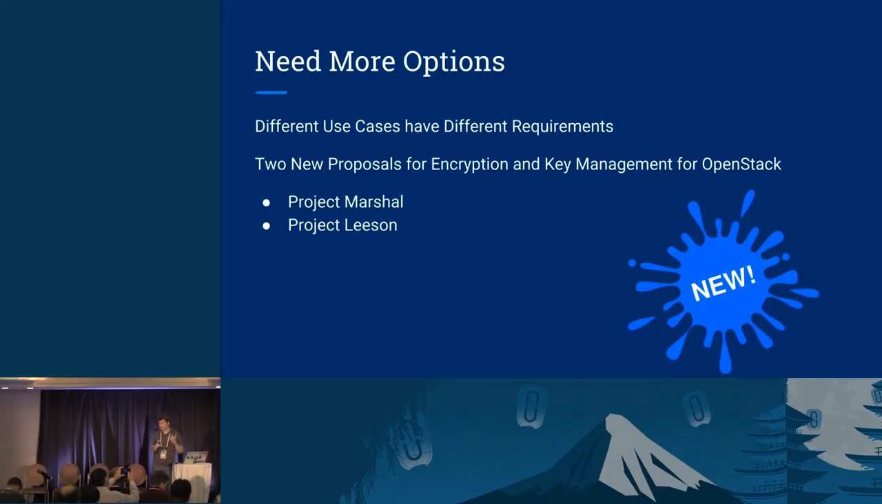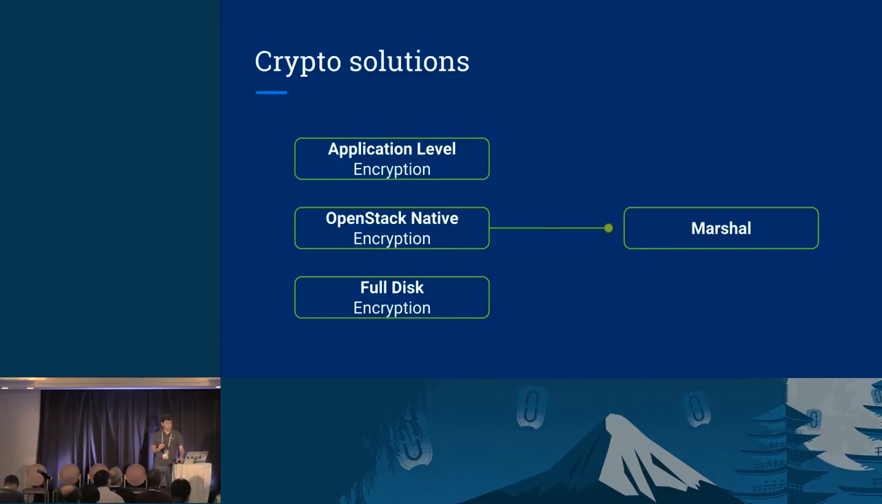You know, lots of things that you have to trade off, but we definitely need more options to cover all our use cases. And that's what we're going to present next. Two complementary proposals. One's Project Marshall and Project Leeson. The first one, Project Marshall, Irvin's going to come up now and present this. It's an example of an OpenStack native encryption strategy. And then Rob's going to come back and talk about Project Leeson, which is an example of a full disk encryption.